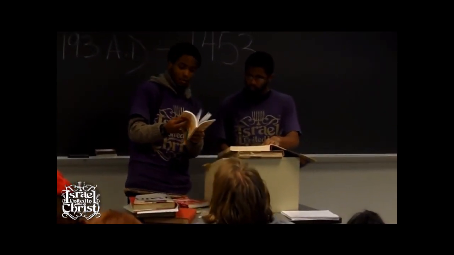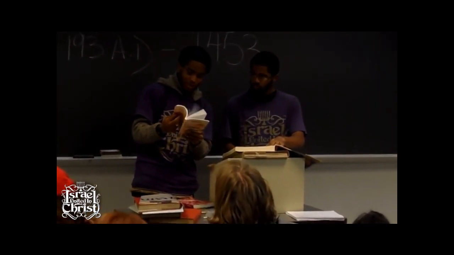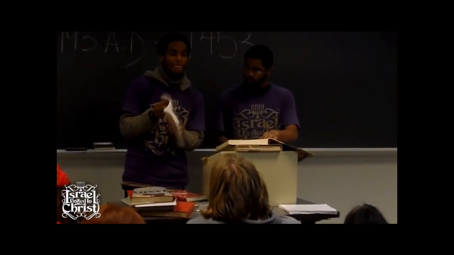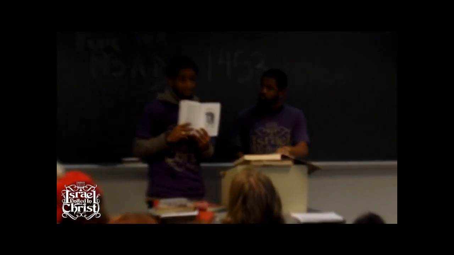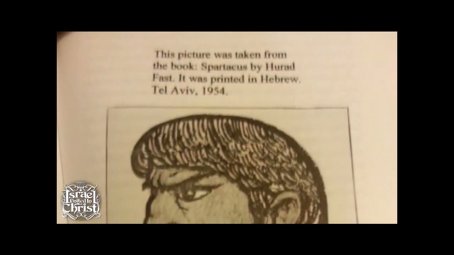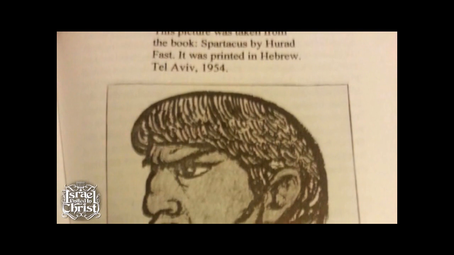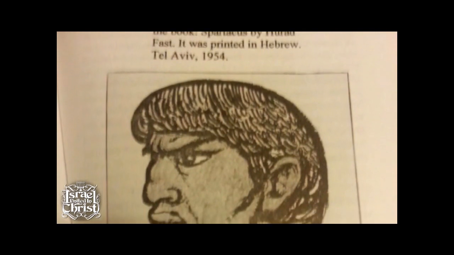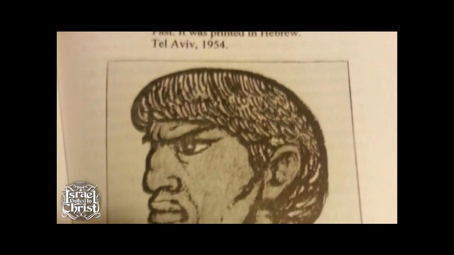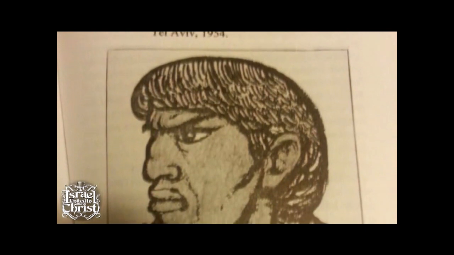Now that's all I wanted. Almost finished. This is page 116. Guess who this is? Spartacus. This is found in Tel Aviv, 1954. He's a black man. But why do we always see him as a Caucasian man? Whitewashing. That's why. This is Spartacus. You can pass the book.